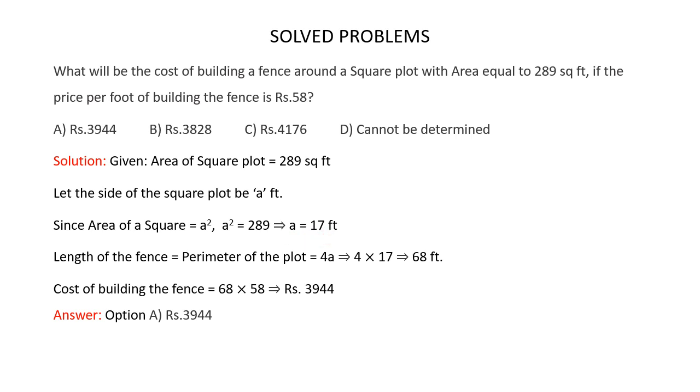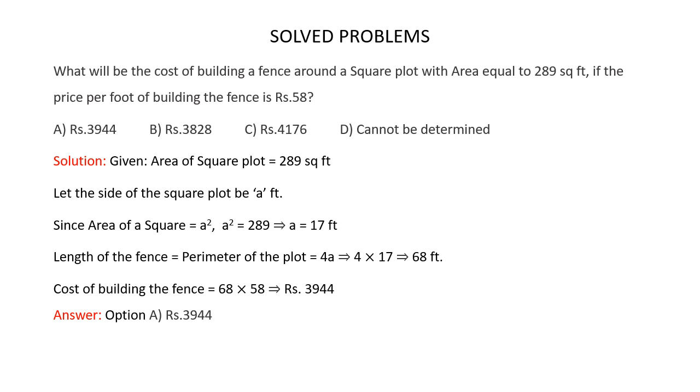Now we know that the length of the fence is equal to the perimeter of the square plot and perimeter of a square is equal to 4a. Now we have found out that a is equal to 17 feet. So the length of the fence, which is nothing but the perimeter of the square plot, would be 4 multiplied by 17, which is 68 feet.